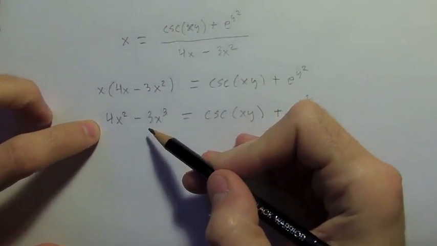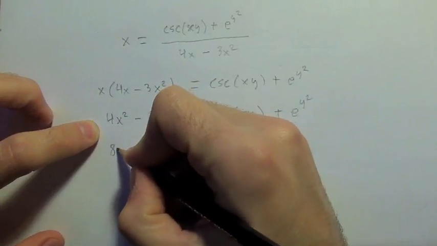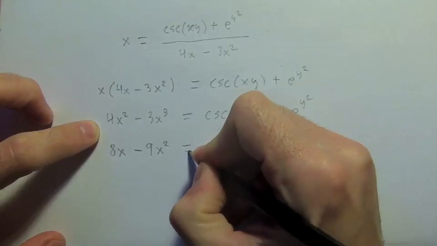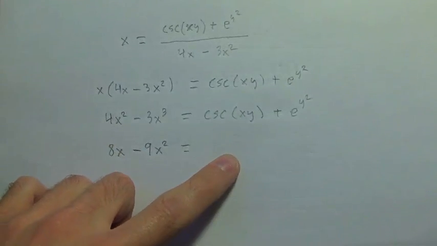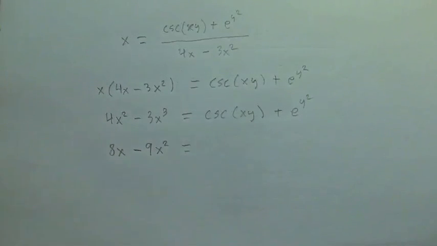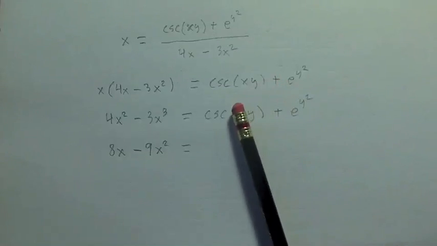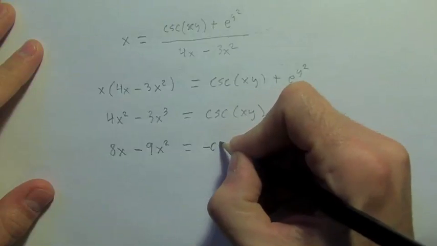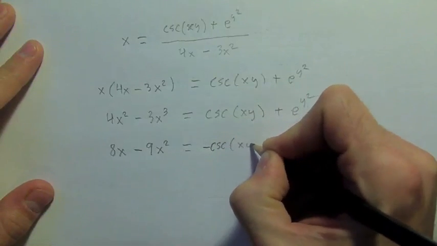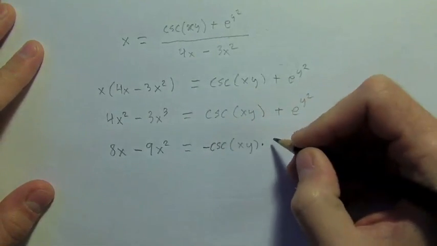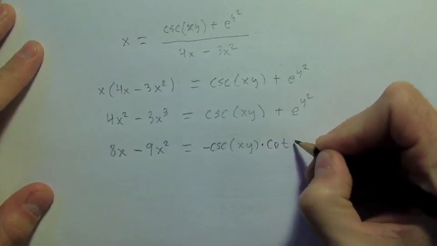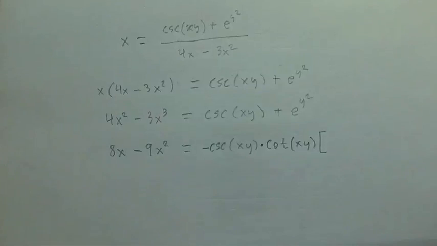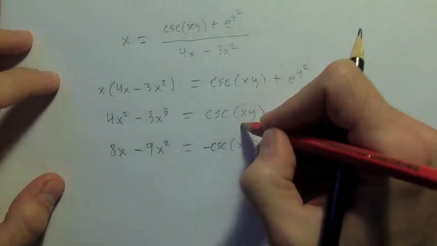Okay, and this side is actually quite easy. This is just going to be 8x minus 9x squared. So it's going to be this side that will be a little trickier. So what's the derivative of cosecant of stuff? That's right, it's negative cosecant of the stuff times cotangent of the stuff times the derivative of the stuff, and the derivative of the stuff, that's going to be a product rule.